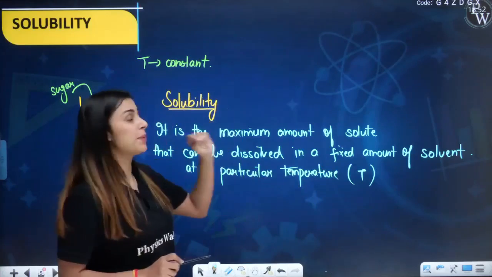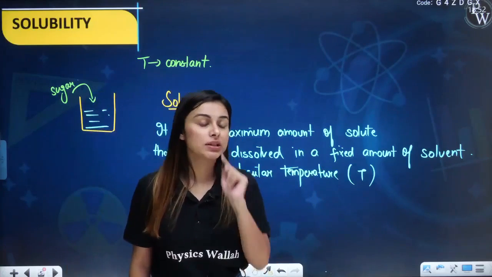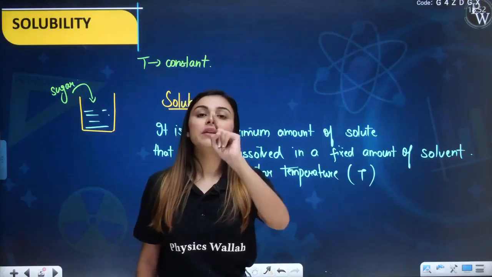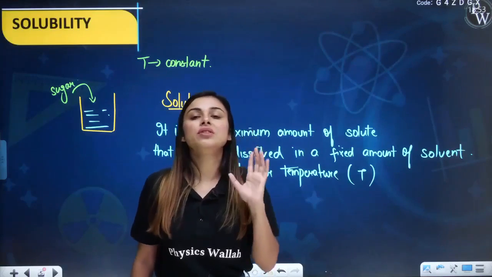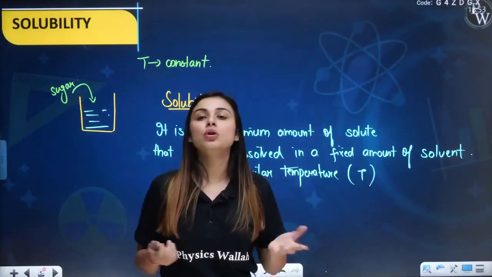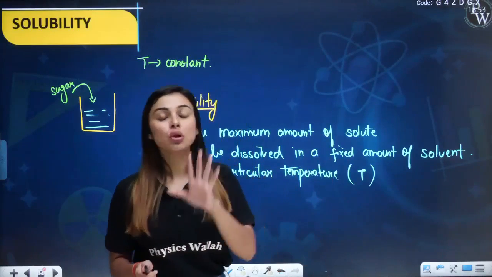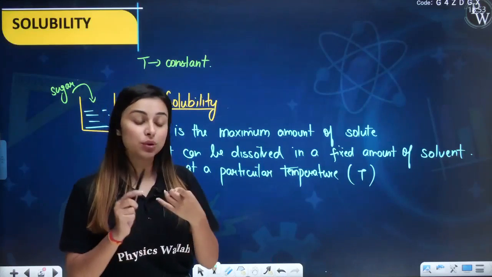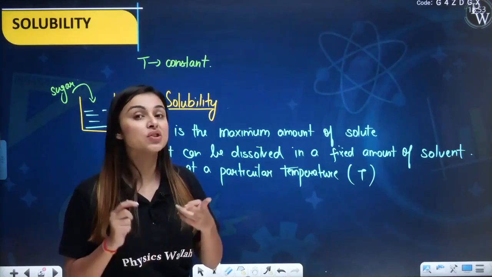You change the temperature, solubility changes. This means that solubility depends on temperature as well. Similarly, if you change the pressure, solubility will change. This means that solubility actually depends on four major things: nature of solute, nature of solvent, temperature and pressure.